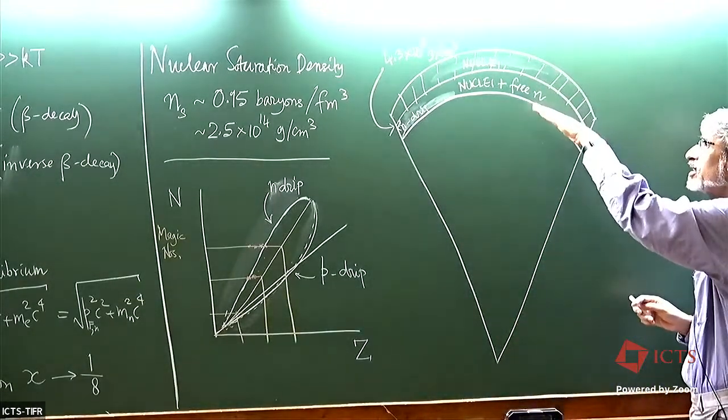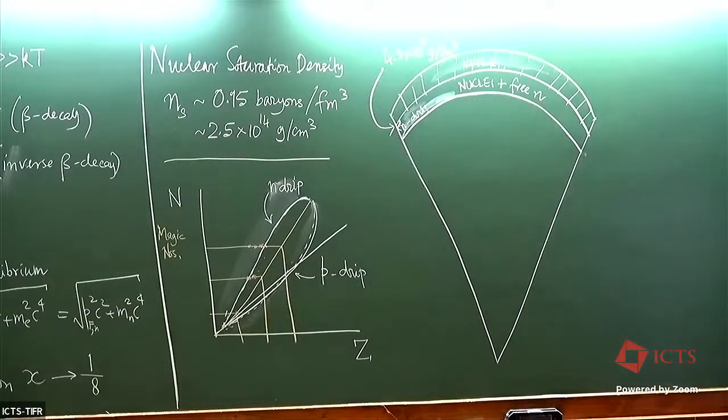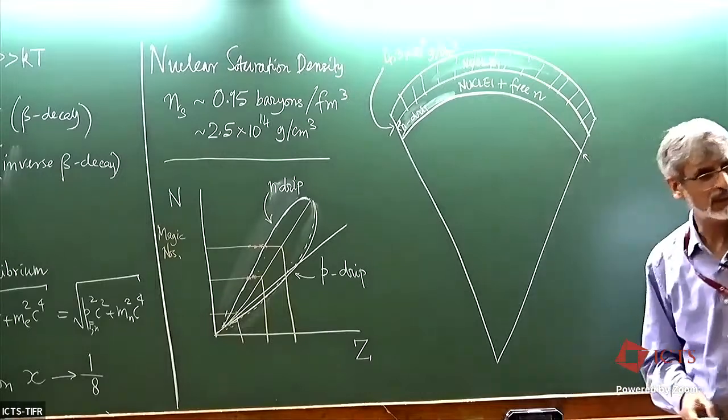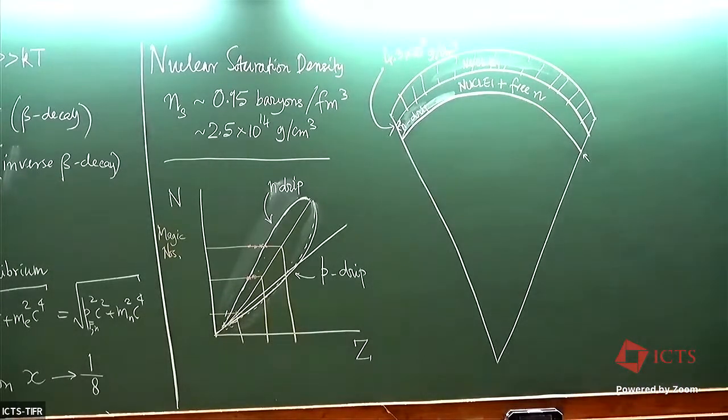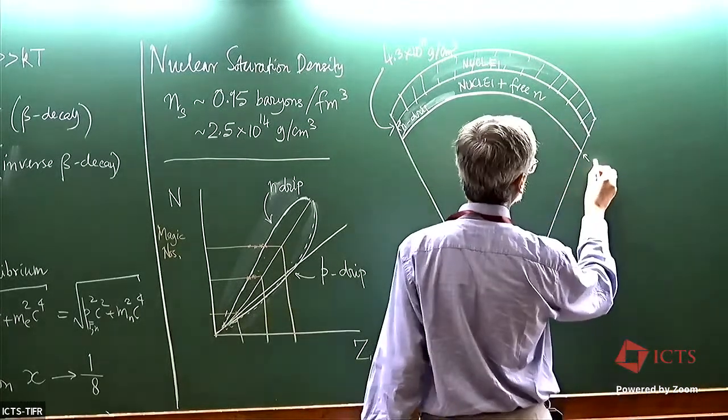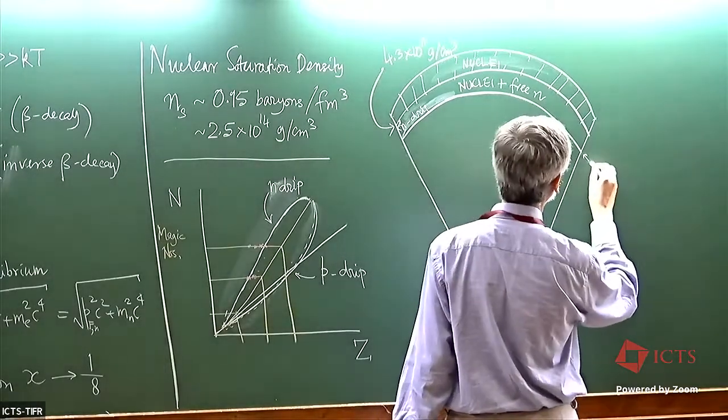As you go to higher and higher density, the fraction of neutrons in nuclei keeps dropping. There's a more and more fraction of neutrons that begin to appear in the free sea. Eventually, there will be a boundary where all nuclei will disappear. You'll only have free neutrons, free protons, and free electrons. So this is roughly at nuclear saturation density.